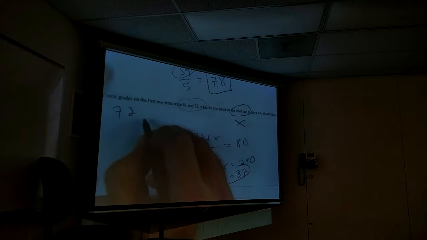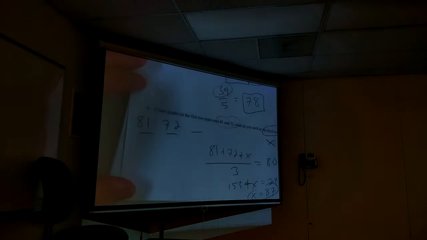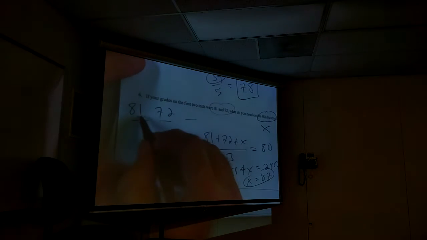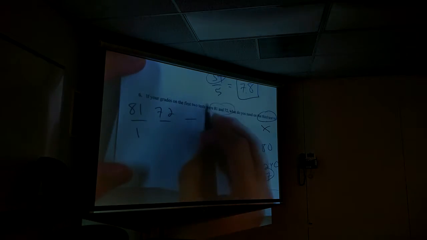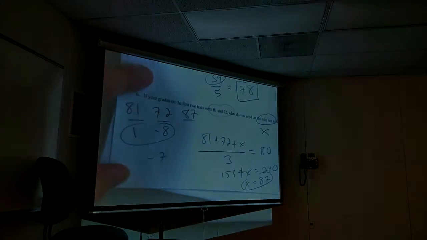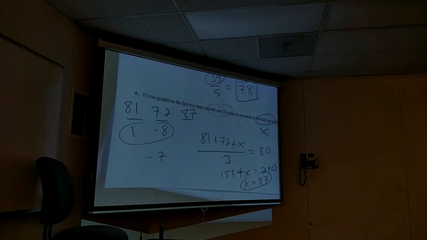Now here's a really cool way to do this. 81, 72, and something, right? Watch this. It's kind of cool. How far away from 80 is 81? 1. How far away from 80 is 72? 8. Down 8. So overall I'm down 7, right? So the last one better be up 7 so that altogether I get 80.